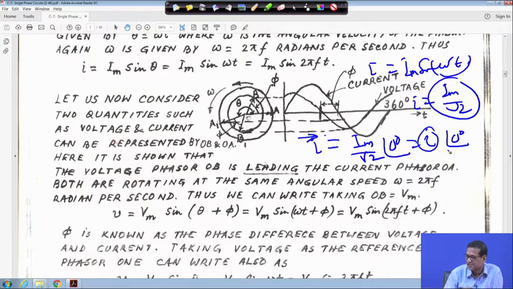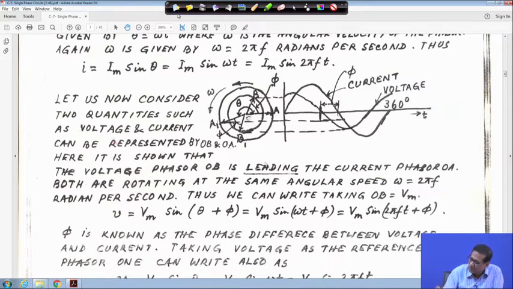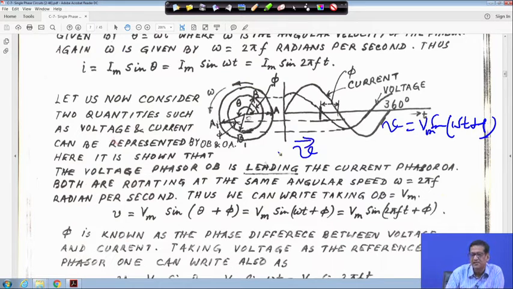So, I at angle 0; sometimes we write small i or capital I, it does not matter. Now, in the case of voltage, we write V is equal to Vm sin(omega t plus phi). This we can write in phasor notation, say V with an arrow.